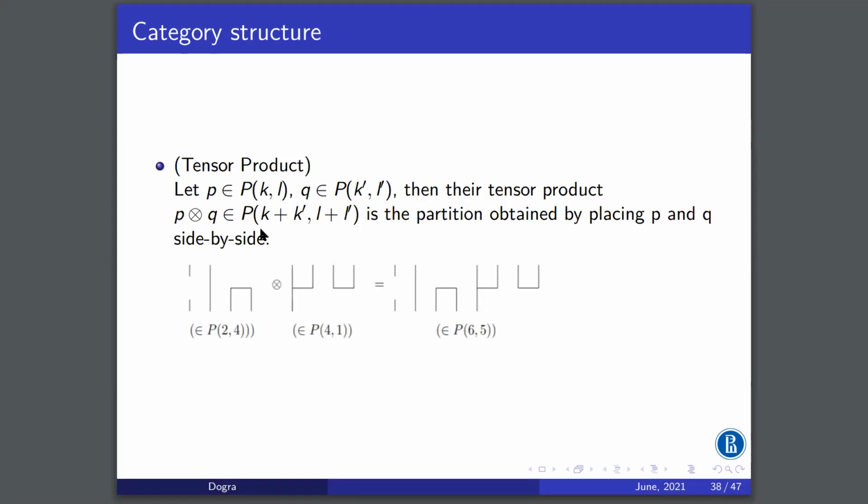Now, if we have two partitions, P and Q, with respect to some integers k, l, k dash, l dash, then their tensor product is given as, first of all, obviously the partition, the elements get added up, and the partition is obtained by placing their blocks side by side. So if this is a partition of 2, 4, and this is a partition of 4, 1, then if you just take away the tensor product sign and place them together, it forms a partition of 2 plus 4, 6, and 4 plus 1, 5.